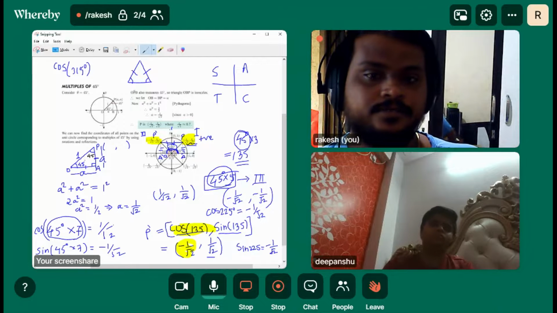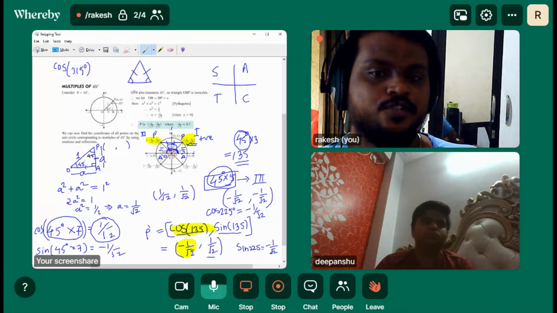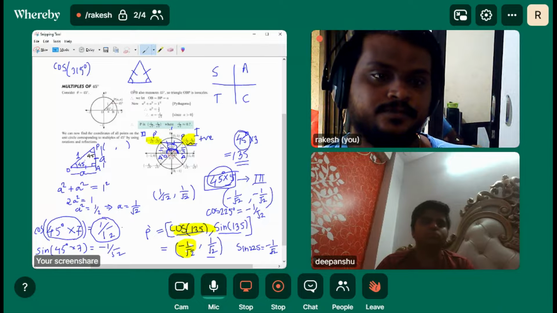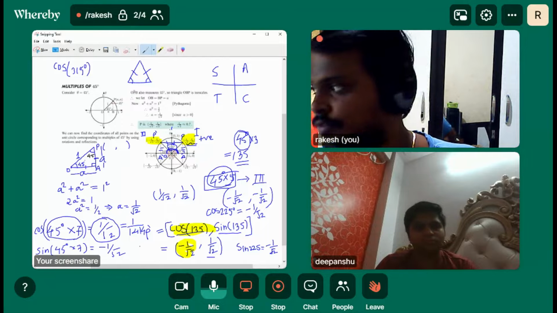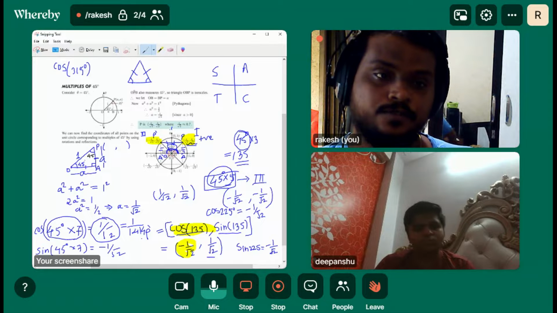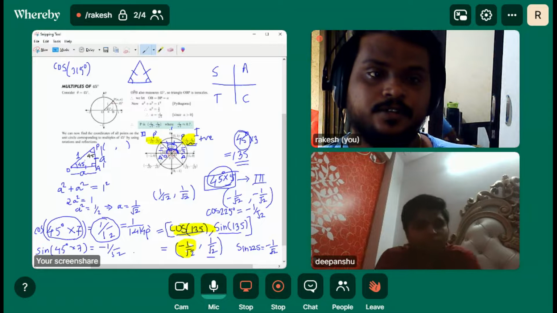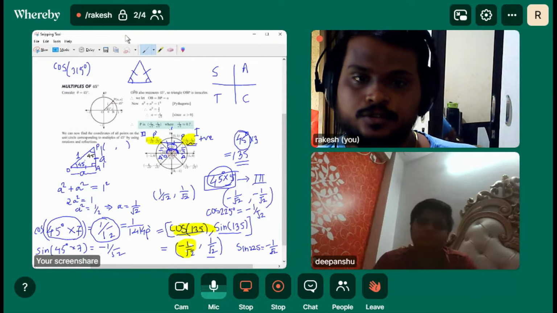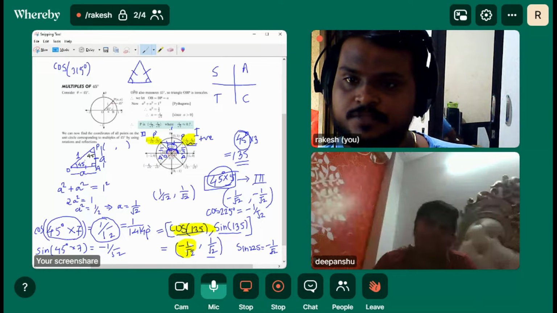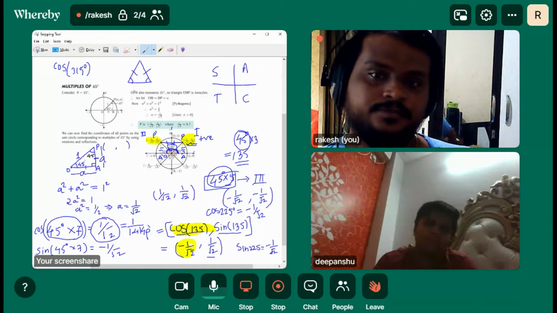Got the values? Calculator will show you the decimal value. So you can just find out. You can verify like this: 1 divided by 1.414. The value of root 2 is 1.414. Fine? Okay, so the next is multiples of 30.